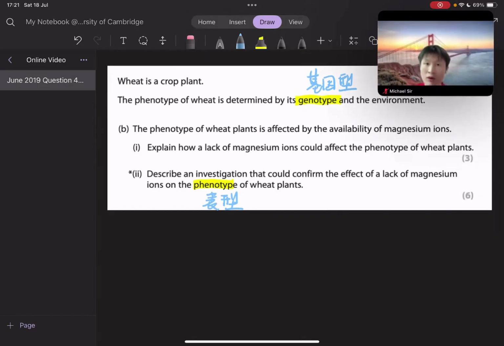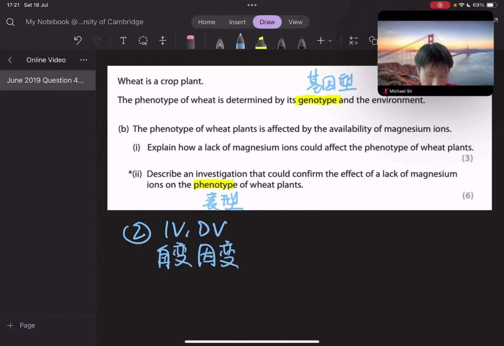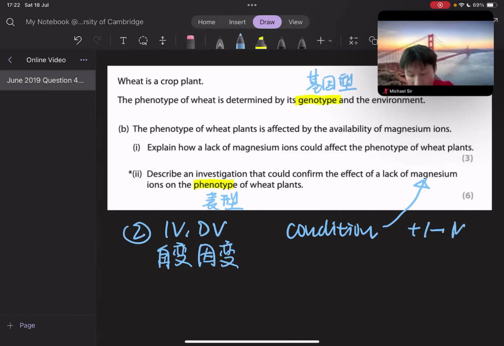Whenever you see these kinds of questions, the thing that I always tell my students is to follow a skeleton which guides you in writing these kinds of answers. The first two things that you should always mention are the IV and DV. IV is your independent variable, 自变量, and DV is your dependent variable, 因变量. So IV is the condition which you're changing. In this case, it is whether or not you have magnesium ions.